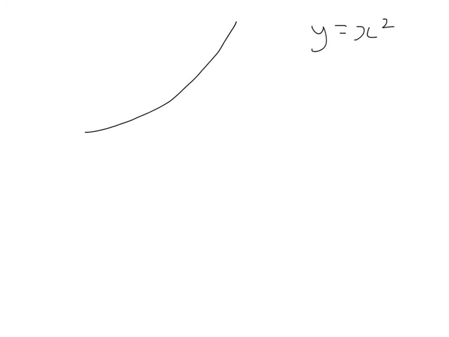So I'm going to take any point here, and I'm going to say the x coordinate is x and the y coordinate is x squared. That's because the equation of the line is y equals x squared. And then I'm going to go just a little bit further up. For the purposes of this diagram, I'm just going to say it's a small increment of x, just a little bit extra.